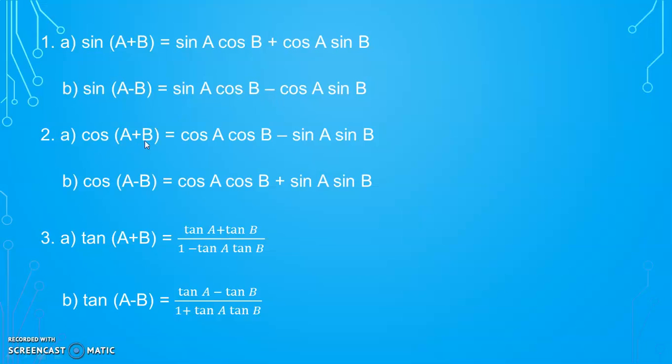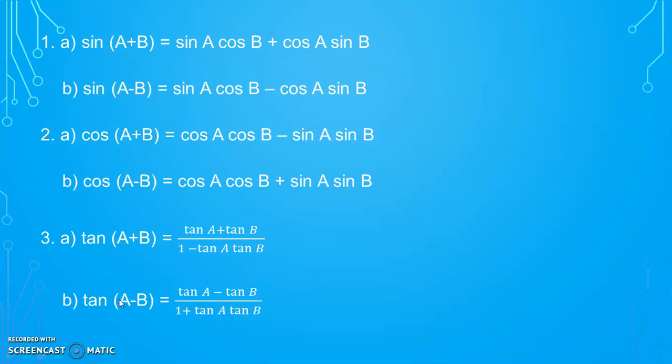Similarly, for cos(A+B) and cos(A−B), cos A cos B and sin A sin B will be there. So the difference is, for A plus B, minus will come here, and for A minus B, plus will come.